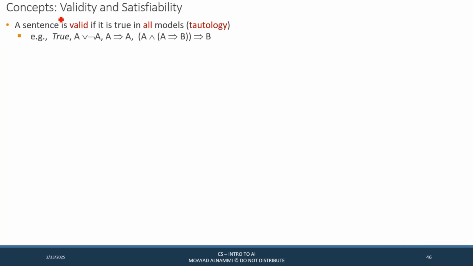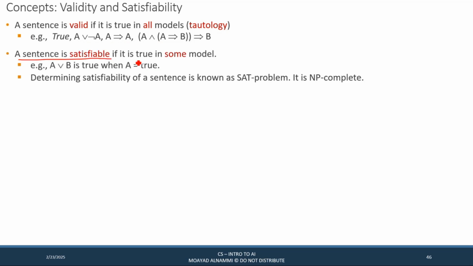Some concepts I want to talk about, which are validity and satisfiability. A sentence is valid if it is true in all models. So in other words, it's a tautology. For example, the special symbol true is a tautology, or valid. A or not A is a tautology. A implies A is a tautology. A and (A implies B), which implies B. This is a tautology, right? So a tautology is whatever configuration you give to the variables involved, the entire sentence evaluates to true.